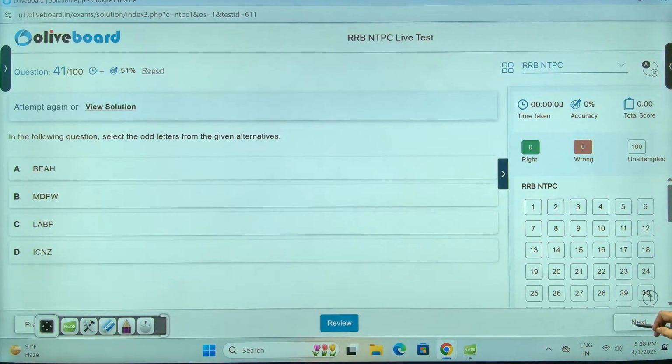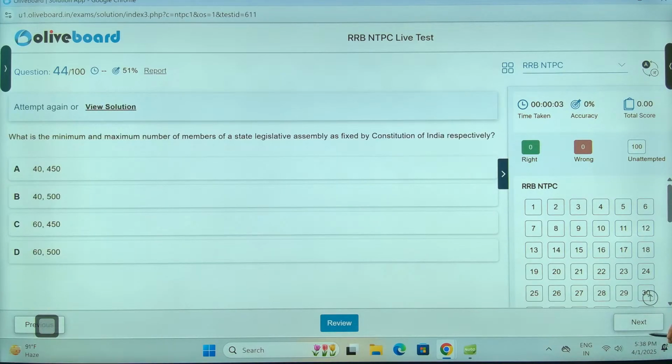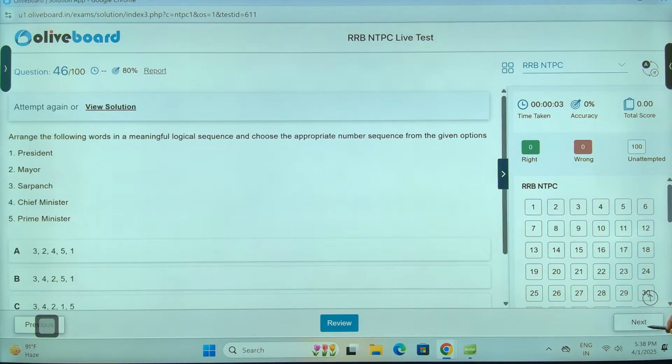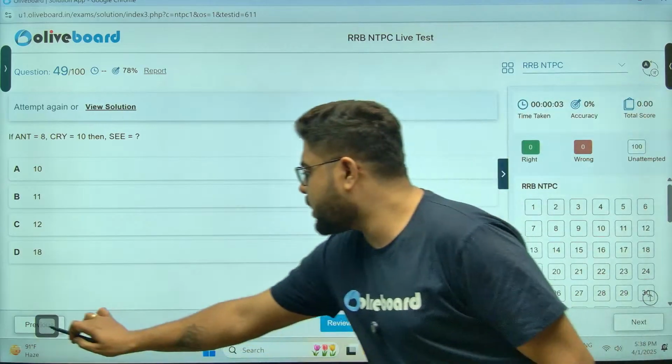ठीक है चलो. ये हमसे कभी नहीं बनेगा. Minimum, अच्छा ये मिस हो गया क्या?